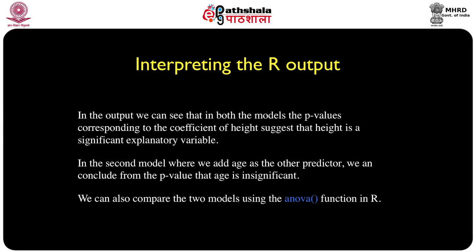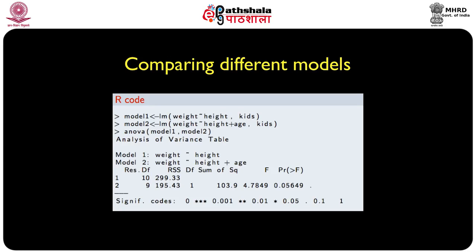We can also compare the two models using the ANOVA function in R. In order to do that, we will first fit the two models using the LM function in R, the first of which is the model using only height as the predictor variable, and the second is where height and age are both used as predictor variables. And then using the ANOVA function on model 1 and model 2, we can compare the two models.